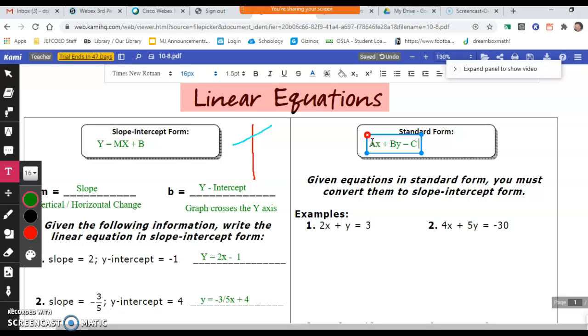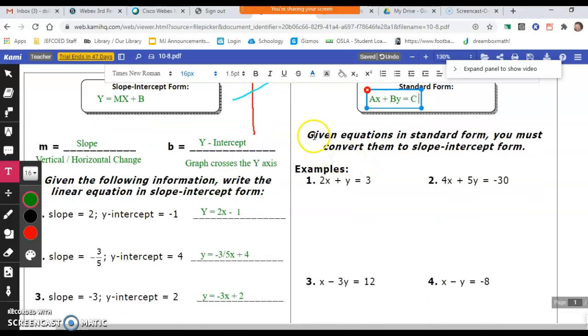Okay? But as we're going to put these into linear equations, you guys will see where they fit into slope-intercept form. Okay? So what we're looking at here, guys, given the equations in standard form, you must convert them to slope-intercept form. Okay? So as we're looking here, guys, you got 2x plus y equals 3x.